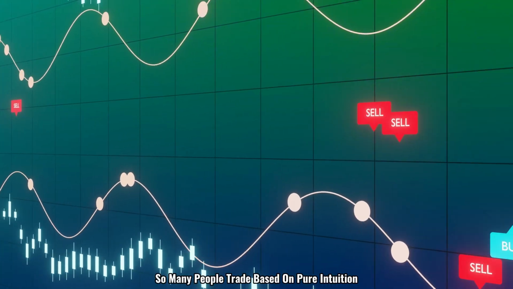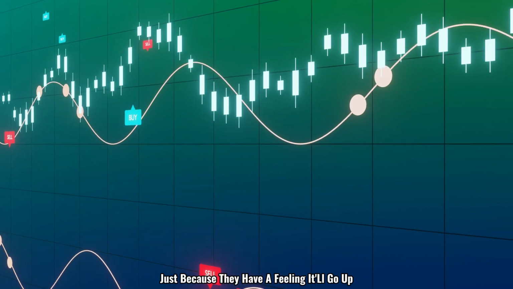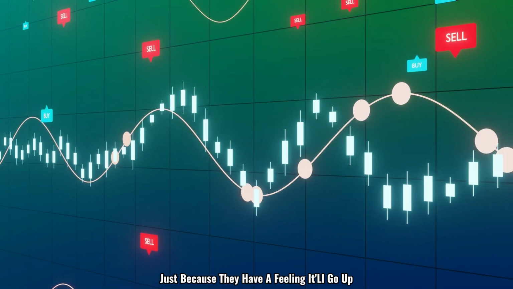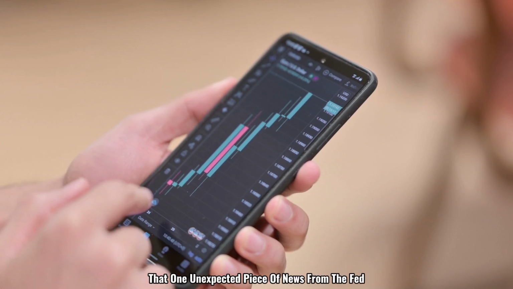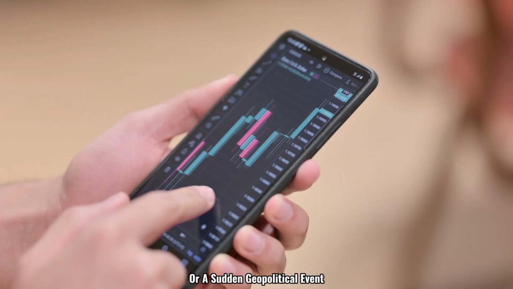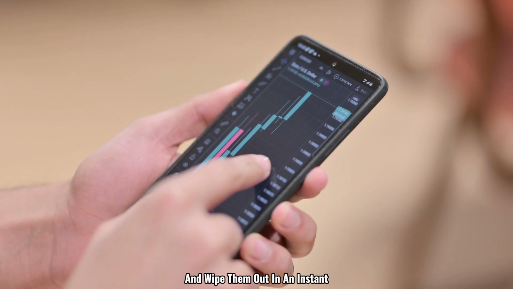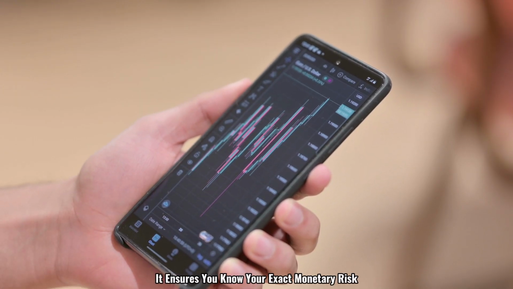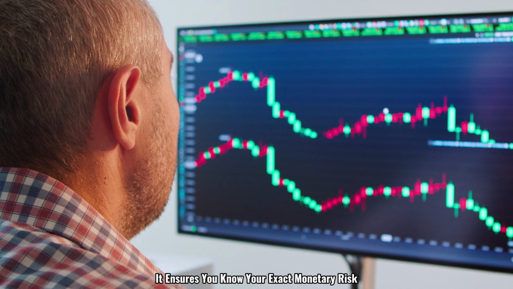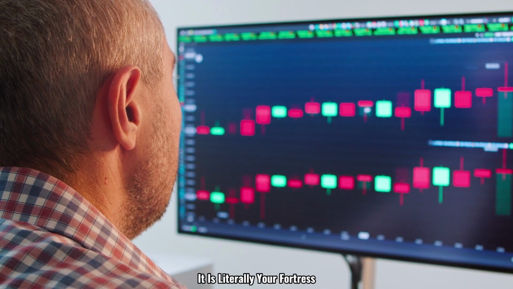So many people trade based on pure intuition, throwing down half a lot just because they have a feeling it'll go up, but they have no idea that one unexpected piece of news from the Fed or a sudden geopolitical event can spike gold $20 or $30 and wipe them out in an instant. Calculating your pips, points, and lots removes the emotion. It ensures you know your exact monetary risk before you even place the order. It is literally your fortress.